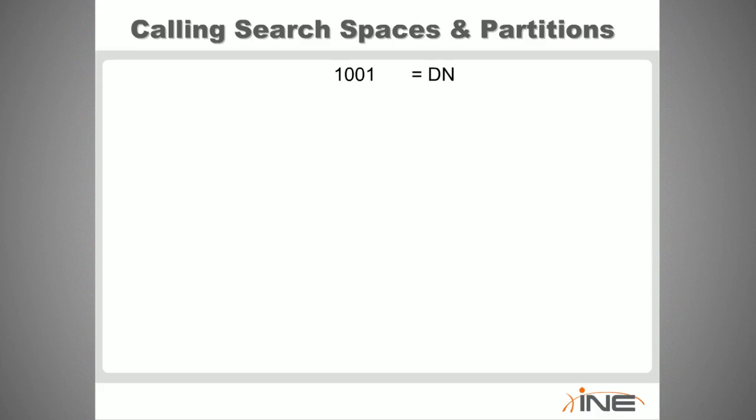We need to understand things like this. Okay, so let's take a look at calling search spaces and partitions. I know some of these are basic concepts to some of you. However, I've also had a number of students throughout the years of teaching who just thought they understood calling search spaces and partitions, but didn't fully understand them. So I just want to draw an analogy here very quickly and make sure everyone's completely up to speed on it. So we've got a DN of 1001, a directory number.